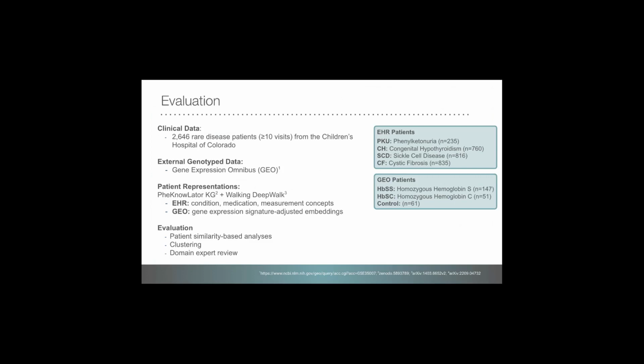We then built patient representations using node embeddings derived from a Phenolator knowledge graph. For EHR patients, we aggregated the node embeddings for each patient's set of conditions, drug ingredients, and labs. For the gene expression patients, we aggregated the node embeddings for each gene, which were first adjusted by each patient's unique molecular signature obtained from their gene expression data. And to evaluate the patient representations and identify genotypes for each of the sickle cell disease patients, we used different patient similarity analyses.